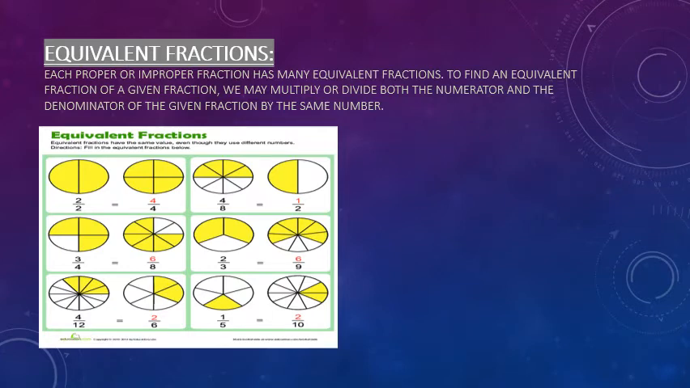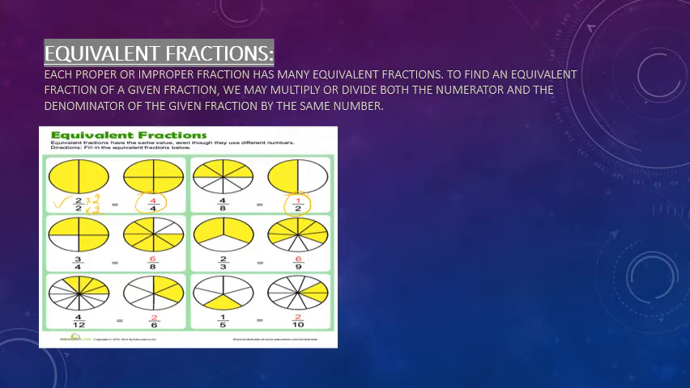Now, let's learn about equivalent fractions. Each proper or improper fraction has many equivalent fractions. To find an equivalent fraction of a given fraction, we may multiply or divide both the numerator and the denominator of the given fraction by the same number. Like you can see in this, it is written 2 by 2, which has become 4 by 4 when we have multiplied both numerator and denominator with 2. 4 by 8 is being written as 1 by 2 as its simplest form.